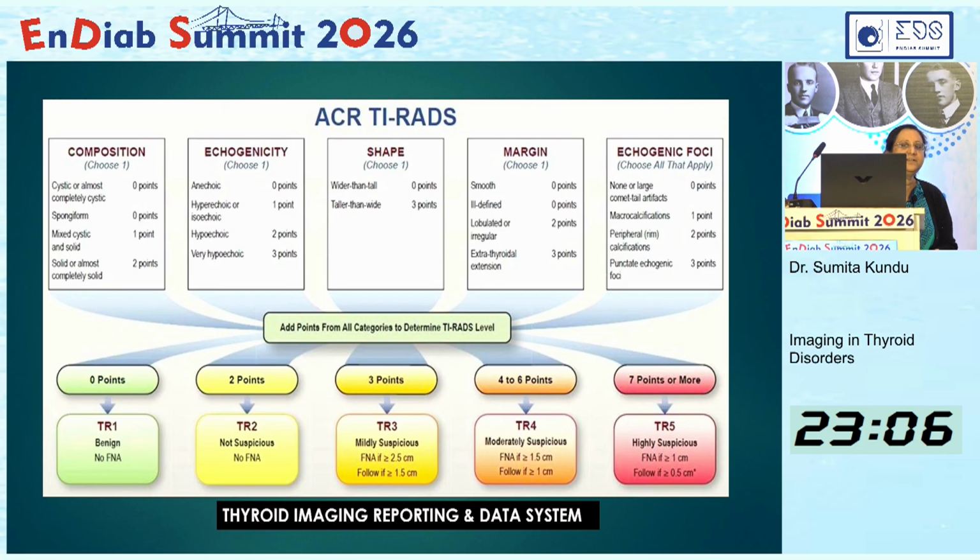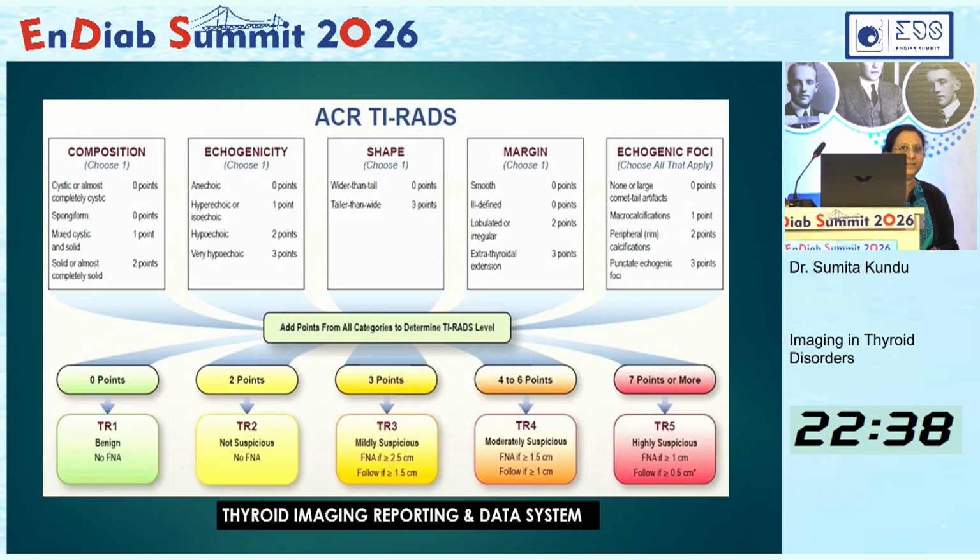Whenever we do an ultrasound of the thyroid, particularly in cases of nodules, we are supposed to follow certain guidelines. There are various guidelines, of which the most commonly followed is the ACR TIRADS guideline. TIRADS means Thyroid Imaging Reporting and Data System. Just as you have PIRADS for prostate, BIRADS for breast, LIRADS for liver, so TIRADS for the thyroid.